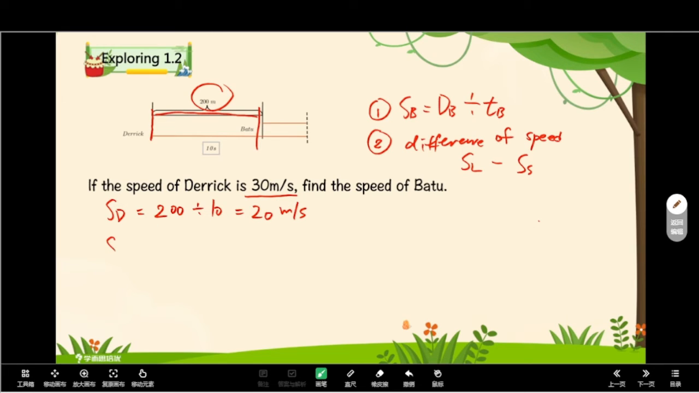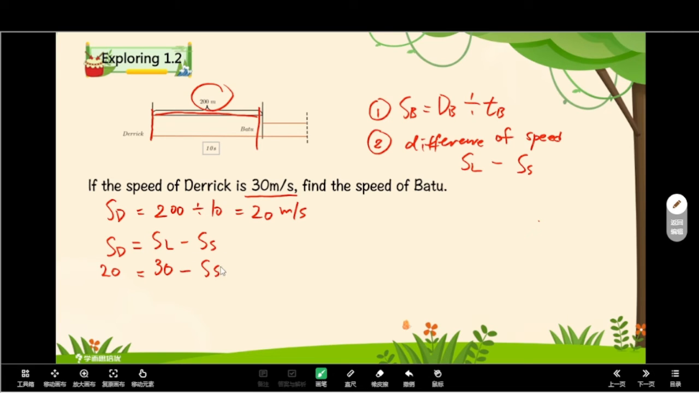And now, we know the difference of speed also equals the larger speed minus the smaller speed. And the difference of speed we have already calculated, it is 20 meters per second. So which speed should be larger, which speed should be smaller, Derek's speed or 巴图's speed? Yes, Derek's speed should be larger, should be faster, because he needs to catch 巴图, so he needs to be faster than 巴图.